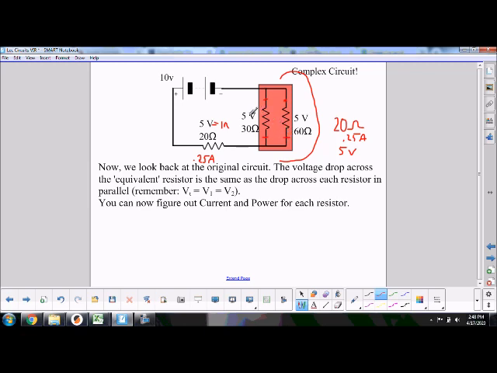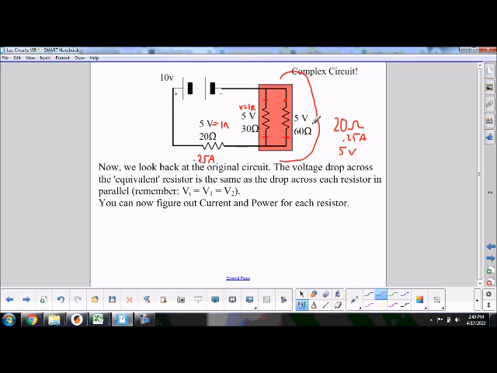So if that's 5 volts across a 30 ohm resistor, we can do V equals I R for that resistor. And if you do 5 volts equals I times 30 ohms, you get 5 over 30, which is about 1/6, which is about 0.15 something, all right, give or take.